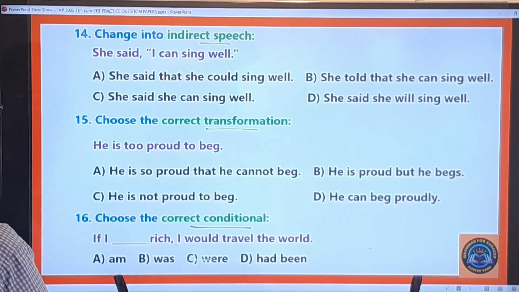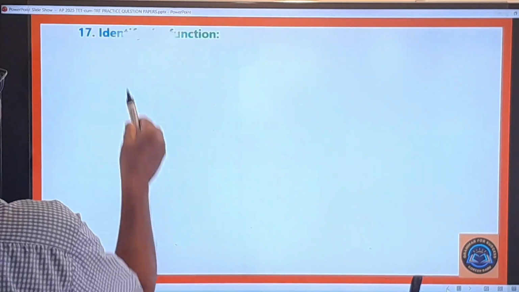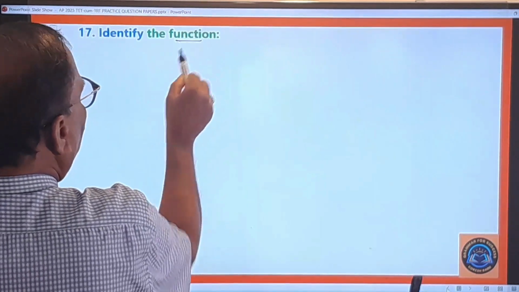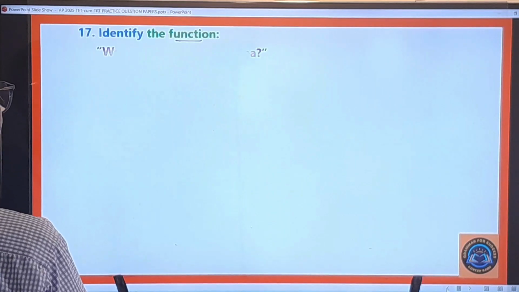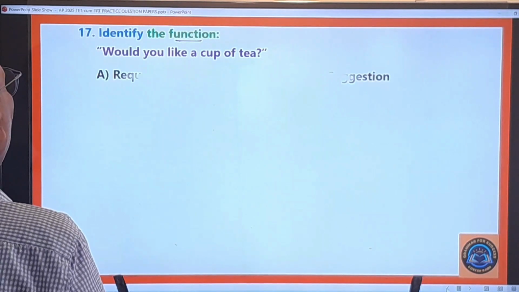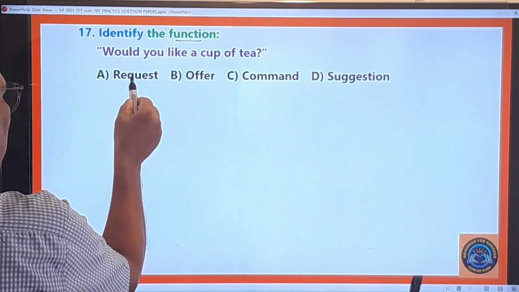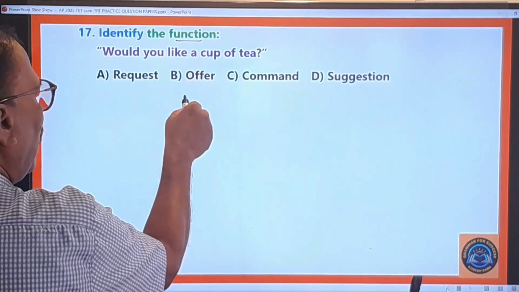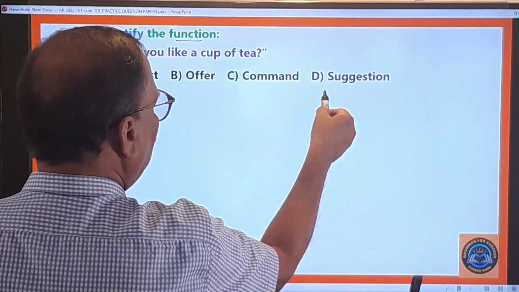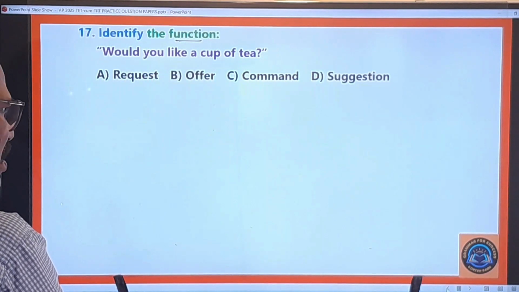What are the options given here? Am, was, were, had been. Right. 17th question. Identify the function. Okay. And what sentence is given here? Would you like a cup of tea? And what function can you find in this question? Whether a request or an offer or a command or a suggestion, that you have to find out and choose that to be your answer, right?